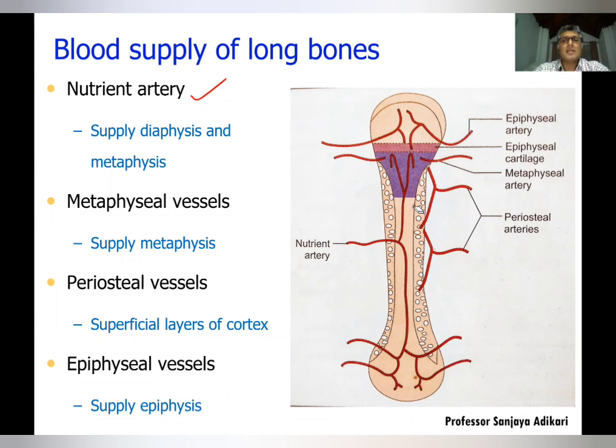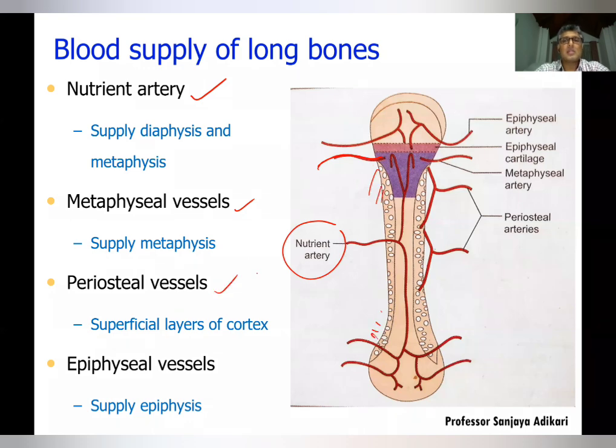What that does is it supplies the diaphysis and the metaphysis. The metaphysis is here, the metaphysis is here, and this is the diaphysis. So it supplies the metaphysis and diaphysis. And then you have metaphyseal vessels, separate vessels entering at the metaphysis here. They supply the metaphysis and they anastomose with the branches of the nutrient artery and contribute to supplying even that area.